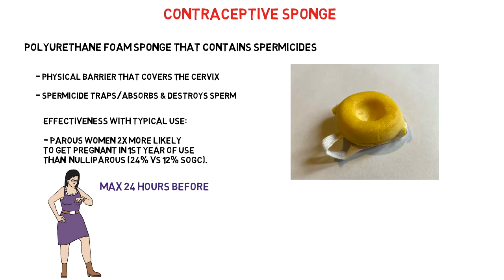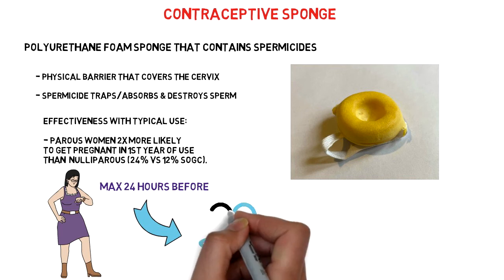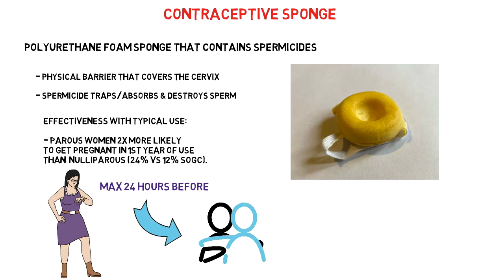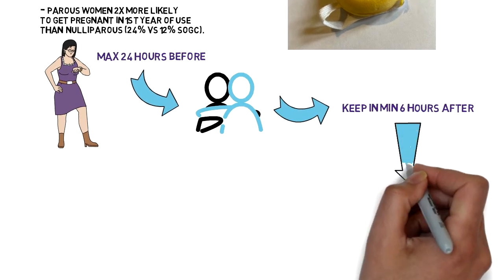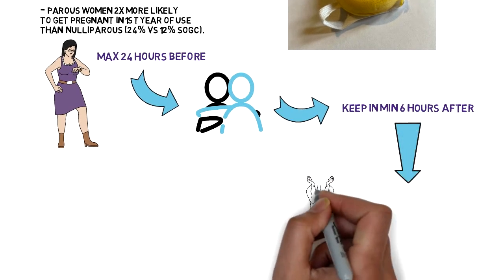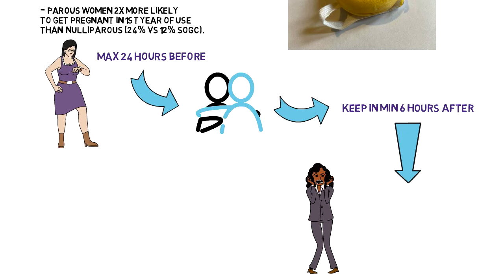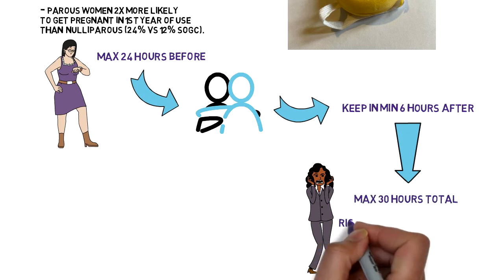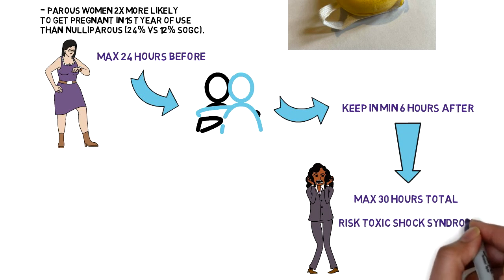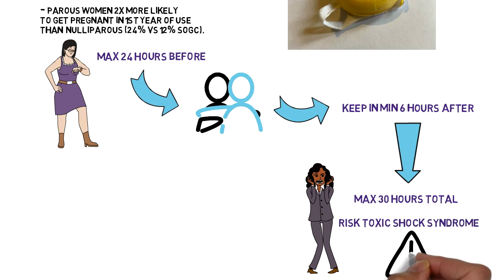You can put it in a maximum of 24 hours before intercourse, and there's a reason for this. It's because once you have intercourse, you need to keep the sponge in place for at least 6 hours afterwards in order for it to be effective. So if you add 24 hours plus 6 hours, you get 30 hours, which is the maximum amount of time that you want to keep a sponge on the cervix. Otherwise, your risk of getting toxic shock syndrome goes up, and I'll explain in a bit what that is.